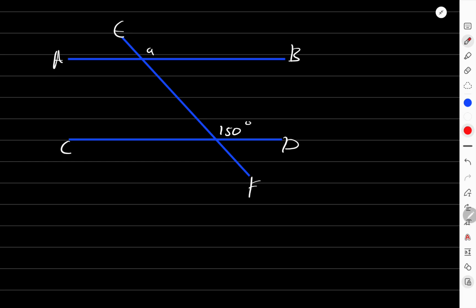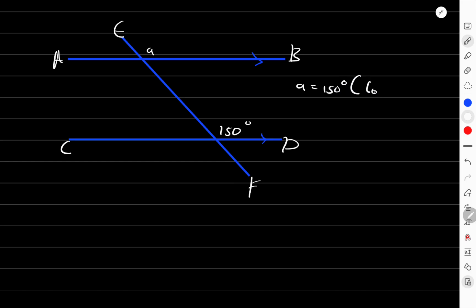If I'm looking for the value of A, there's a shape that is being formed. If I move like this, move like that, and I'm given that these two lines are parallel, there's a shape which is like that. If I draw my shape like this, I'm going to realize that the value of A and the value of 150 degrees are the same. Therefore, A is equal to 150 degrees.